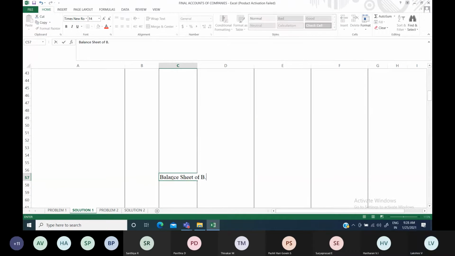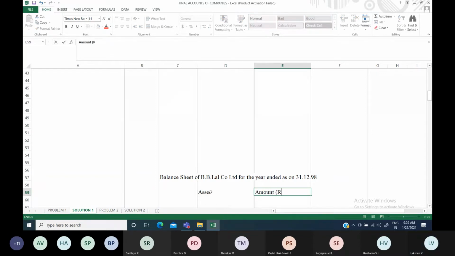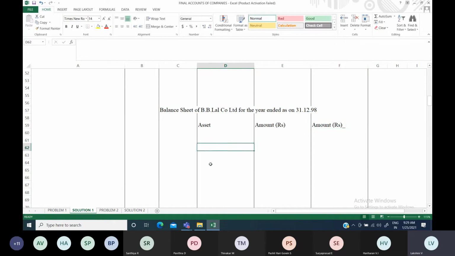So BB Lal Company Limited, for the year ended as on 31/12/98. Okay, so this will be your asset side, and enter the amount in the first column, and this will be the second column. So all these details you have to do as per the format. Okay, so let me leave out some space here.